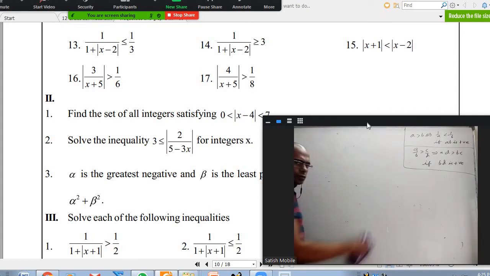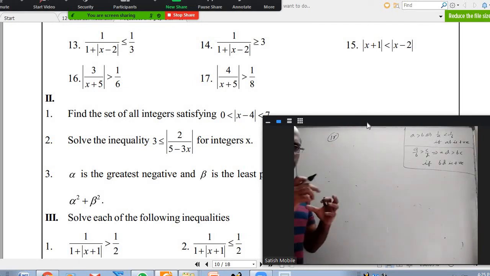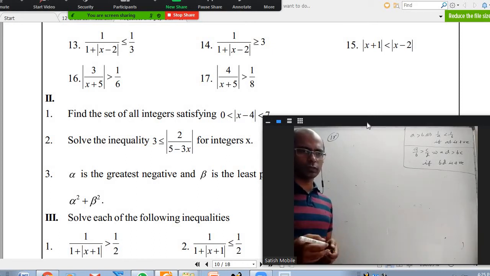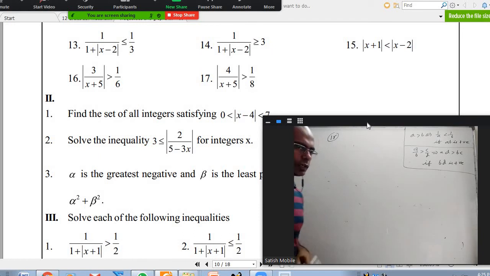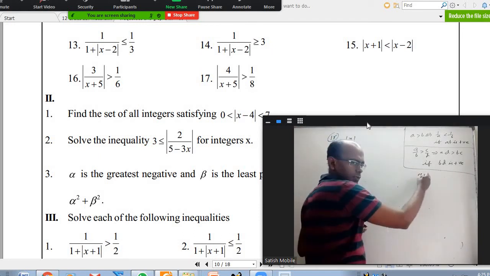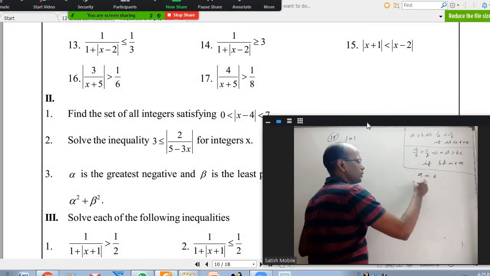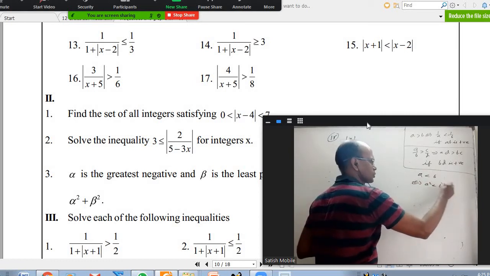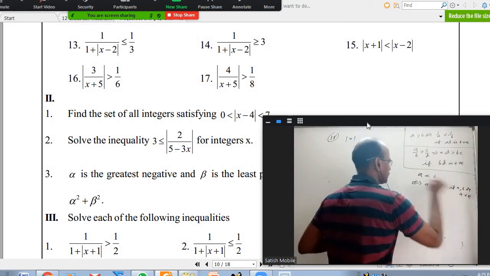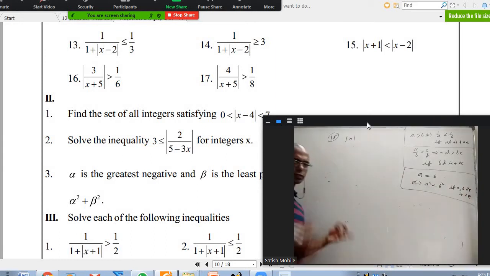Okay, 15 is okay. In 15, I'm not going to write mod x plus 1 as plus x plus 1 or minus x plus 1. Sometimes later on I need to do that, but right now it's not required. Both are positive, so I can square it. a less than b double implies a square less than b square, where a, b are positive. I'm going to use this: you can square an inequality provided everything is positive.